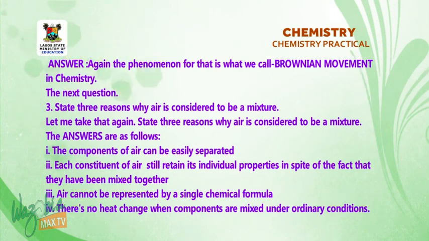The next question. State 3 reasons why air is considered to be a mixture. The answers are as follows. Number 1, the components of air can be easily separated. Number 2, each component of air still retains its individual properties in spite of the fact that they have been mixed together. Number 3, air cannot be represented by a single chemical formula. And number 4, there is no heat change when components of air are mixed under ordinary conditions.